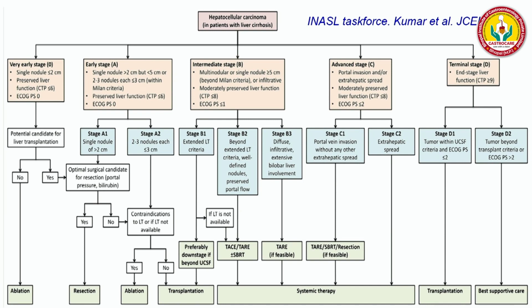So this is the final slide. We started on this slide. Can we go back to the slide? I'm finishing here. So can we now understand? Very early stage, small lesion less than 2 cm: RFA, microwave ablation. Early stage: transplant versus locoregional therapy, microwave ablation, RFA. Intermediate stage: you either transplant or you give systemic therapy with locoregional therapy.